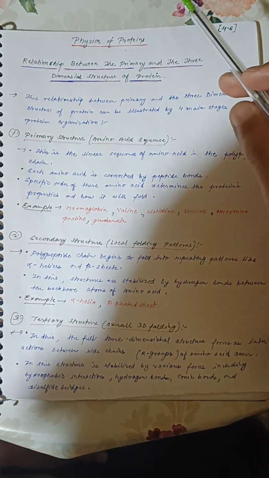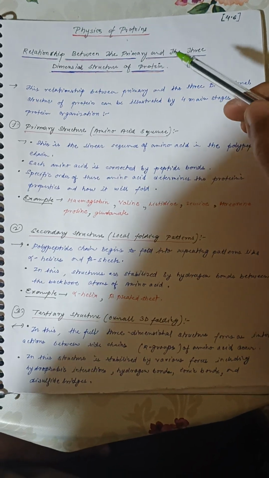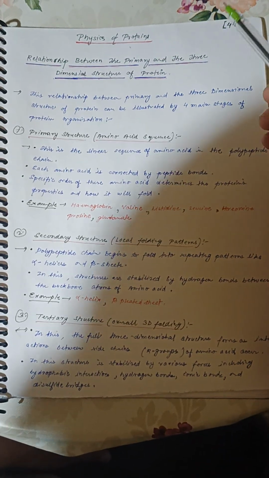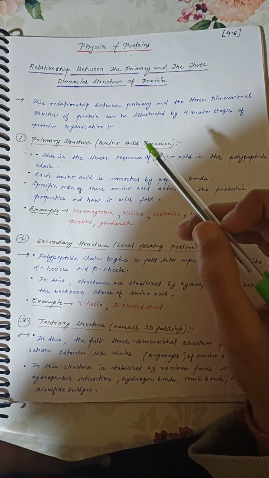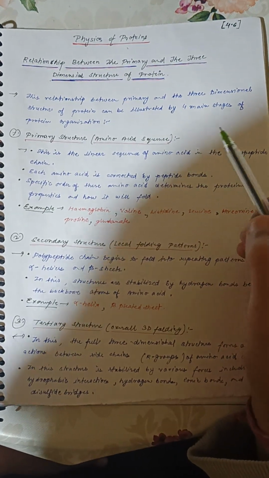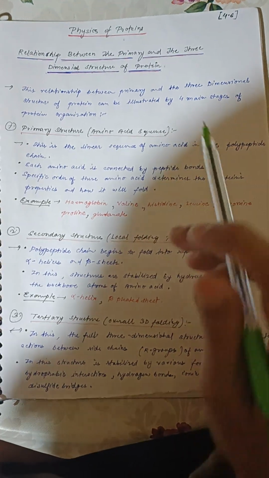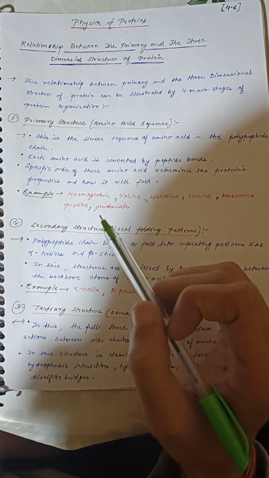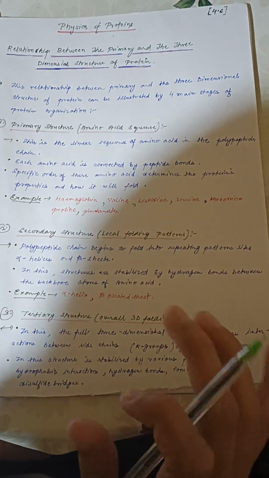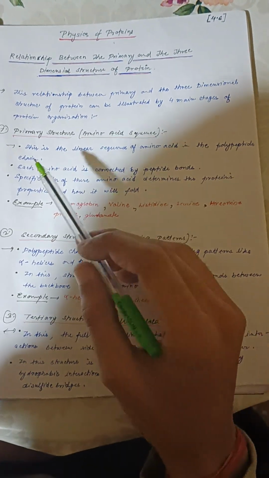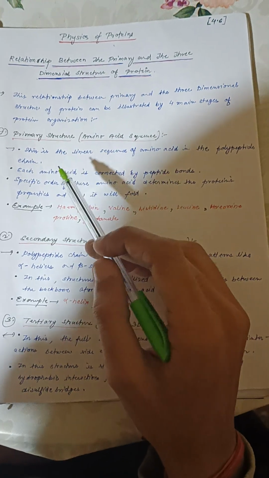Today my topic is the relationship between the primary and the three-dimensional structure of protein. This relationship can be illustrated by four main stages of protein organization. First is primary structure, second secondary structure, third tertiary structure, and fourth quaternary structure. First, we will discuss primary structure.